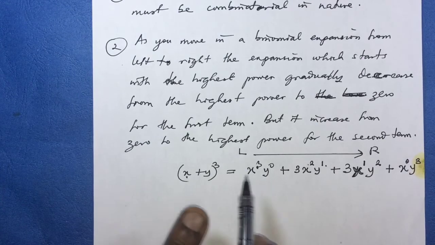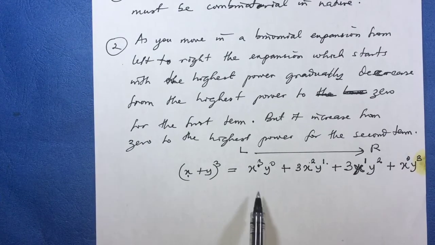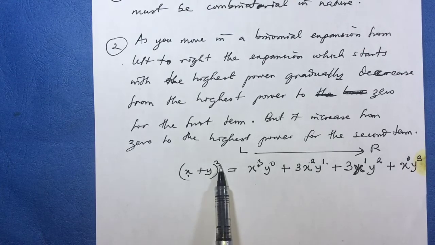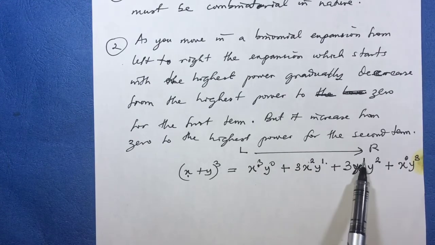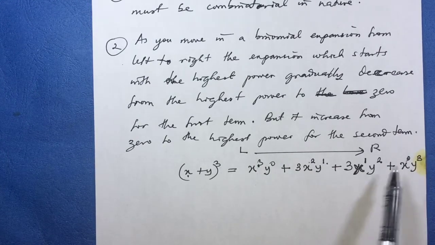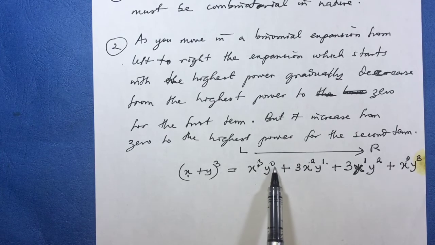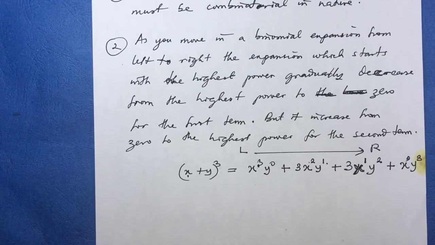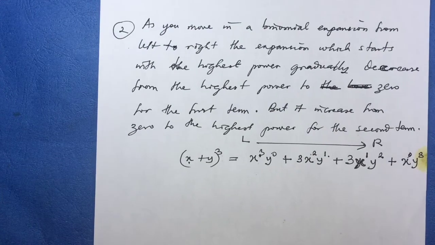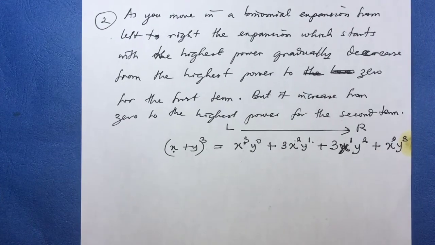So as you move from left to right in a binomial expansion, the expansion which starts with the highest power, in this case 3, for the first variable, keeps decreasing by 1 as you move through each term, while for the second term it keeps increasing from 0 to the highest power 3. So Pascal's binomial expansion also talks about that.